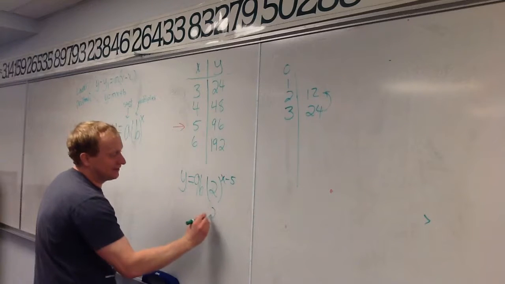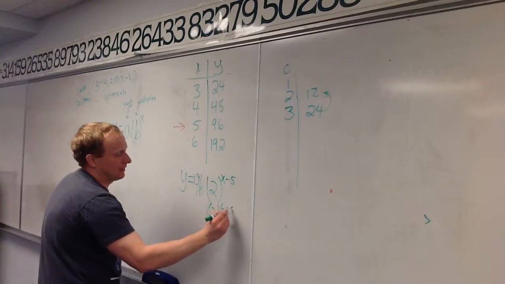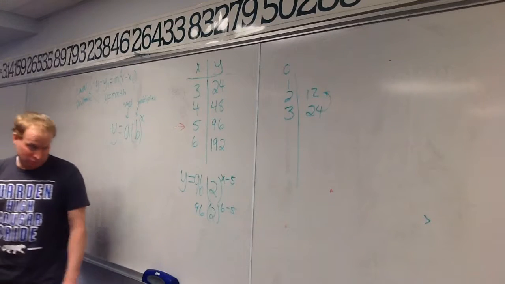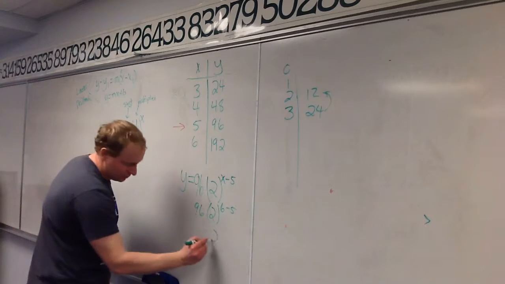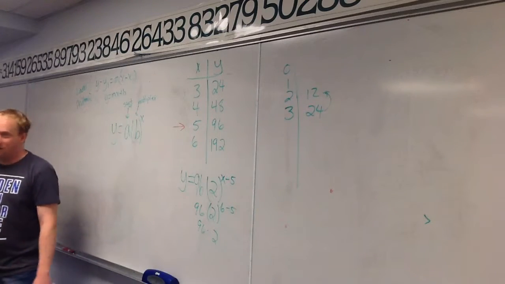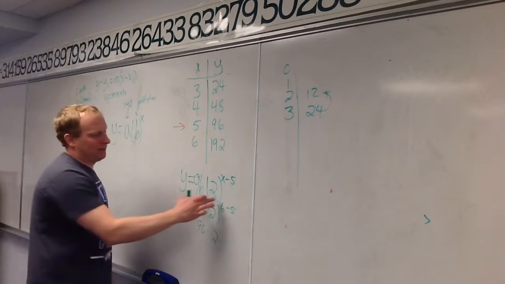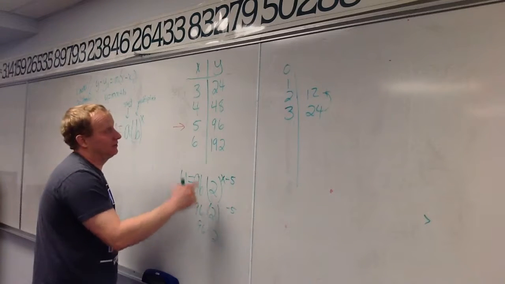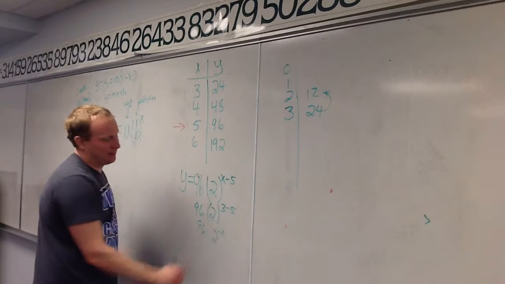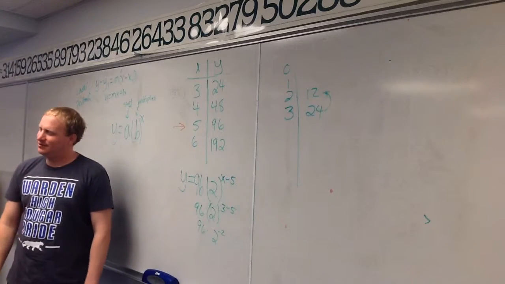Like if you plug in 6 for x. What's 6 minus 5? 1. What's 2 to the first power? 2. What's 2 times 96? 192. It works. If you go backwards, I don't think you understand negative exponents yet. That's okay. Like if you plug in 3, you get 2 to the negative 2 power. Have we talked about those?